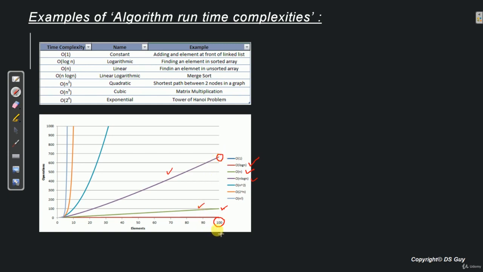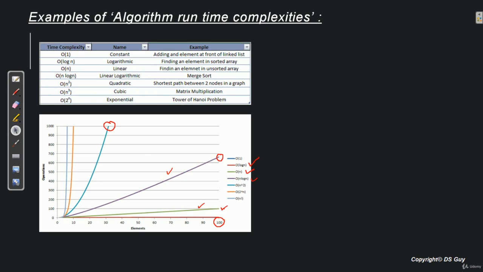Now if you see, we have n square represented by blue color. So only for around 35 elements it is taking 1000 plus operations. And the orange and the light blue colors take even more time compared to the other operations. So I hope this gives you a fair idea about how one time complexity compared to another makes so much of a difference in terms of the time that it takes.